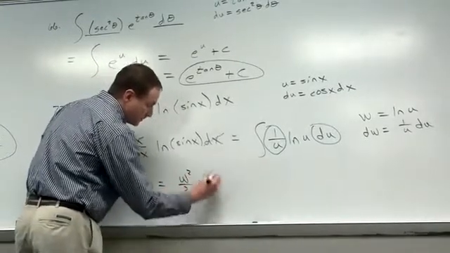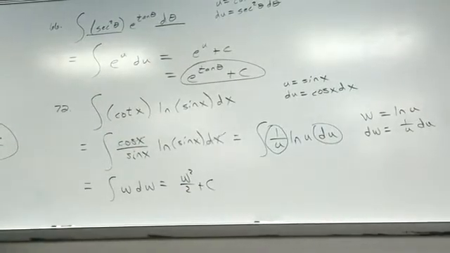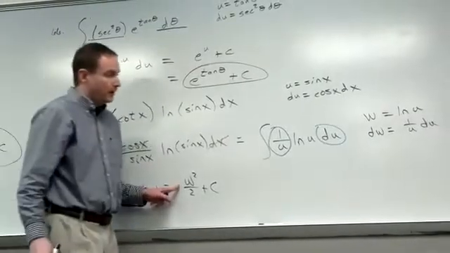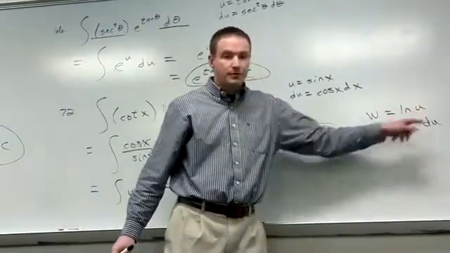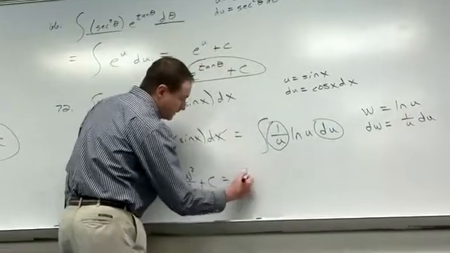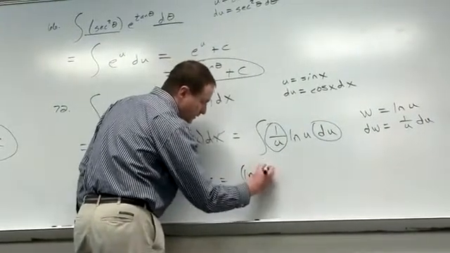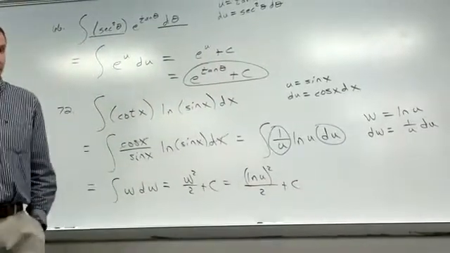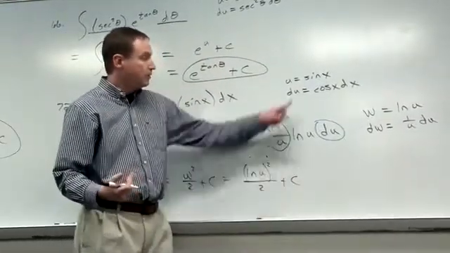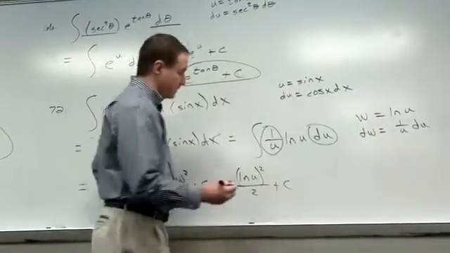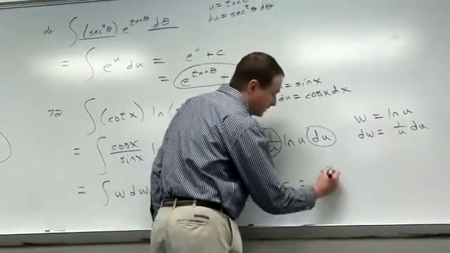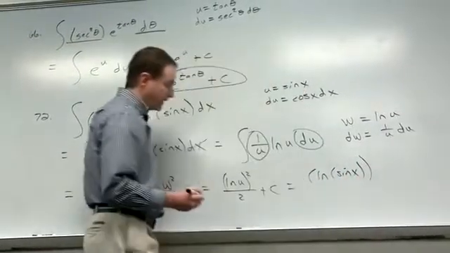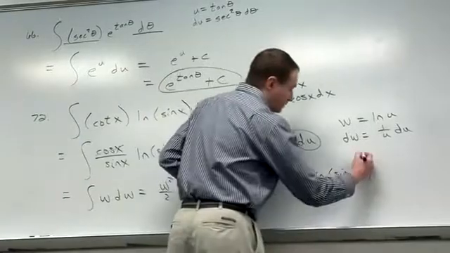And then if you say, well, what do we do from there? Back substitute. So you say, well, w was equal to the natural log of u, so this is going to be the natural log of u quantity squared over 2 plus c. And then back substitute one more time. u is equal to the sine of x, so our final answer is the natural log of the sine of x, all of that quantity squared over 2 plus c.